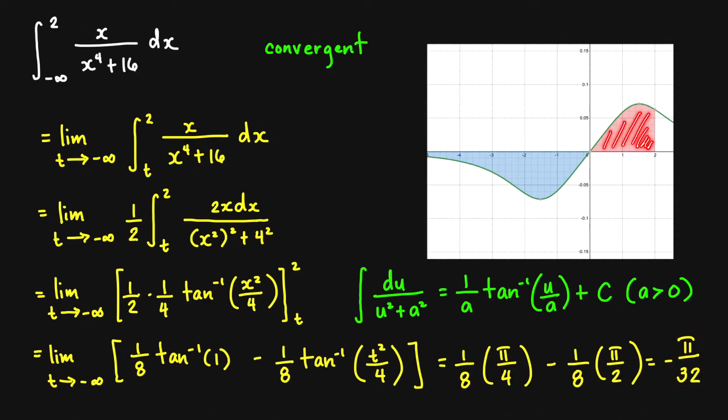That's the reason why the value of this improper integral is negative, which is equal to negative pi over 32. Let's move to our next improper integral. So let's evaluate this one. So here again, our integrand is continuous on the interval 5 to infinity.